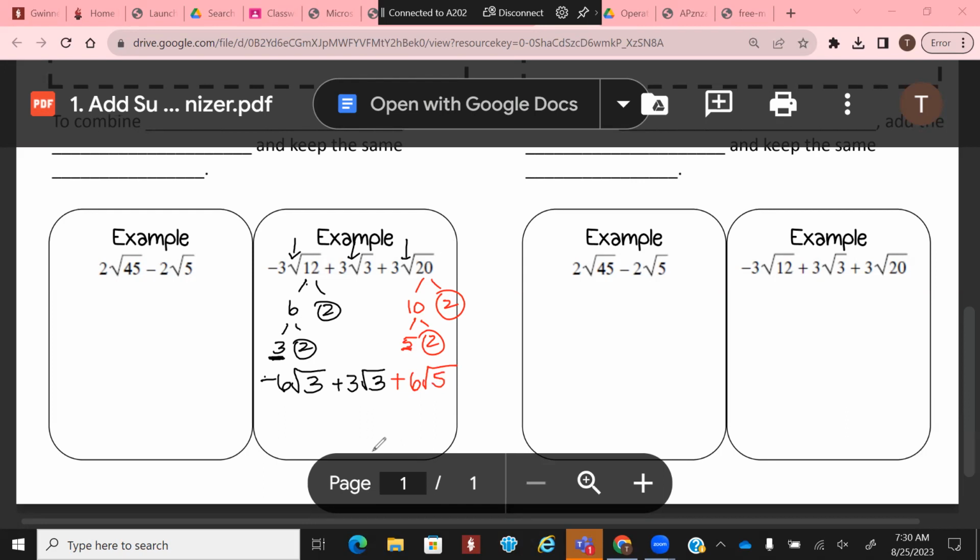Remember, we can only combine the ones that have the same radicand. So what we're going to do is we're going to take -6 plus 3. That's going to give me -3 radical 3. Can we combine this guy with anything? Can we combine 6 radical 5 with anything? No. So we're just going to say plus 6 radical 5.